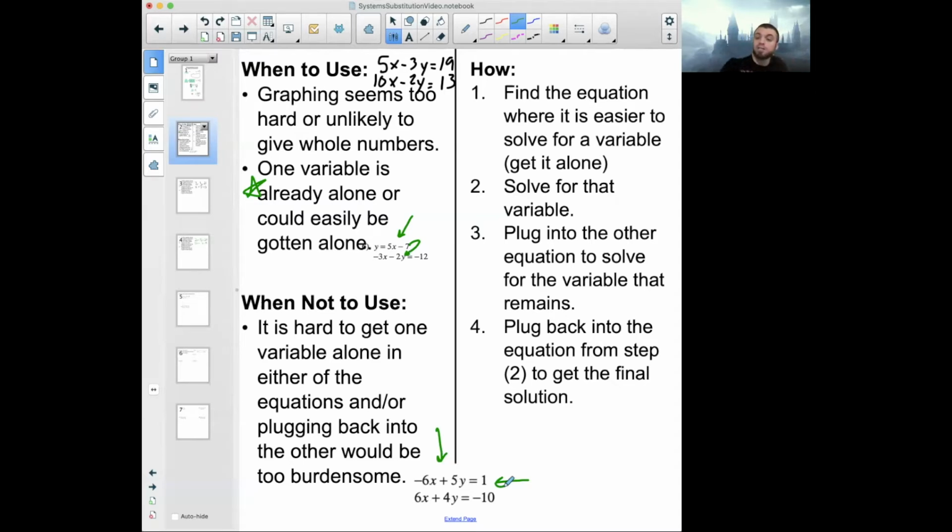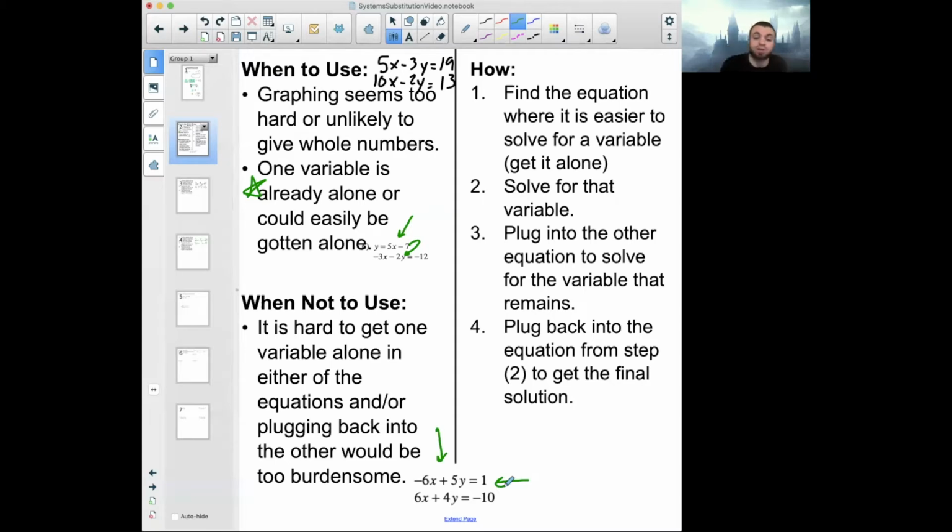So it's going to be hard to get the y alone. You know, we really sometimes struggle with isolating letters like that. So if you don't divide by the 5 correctly, there's going to be errors. So that's when I would avoid using substitution.